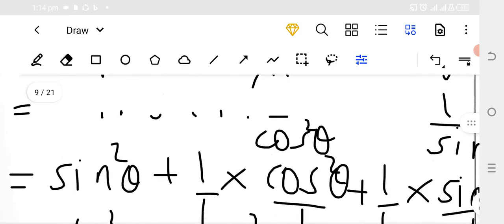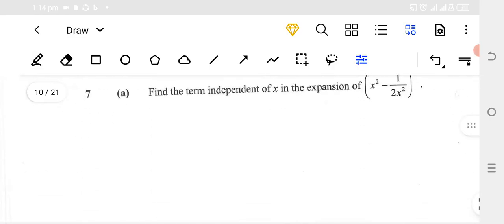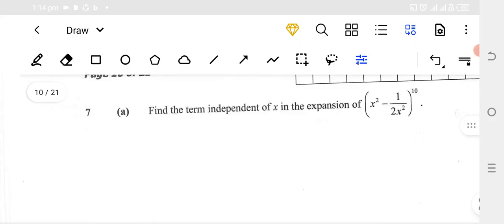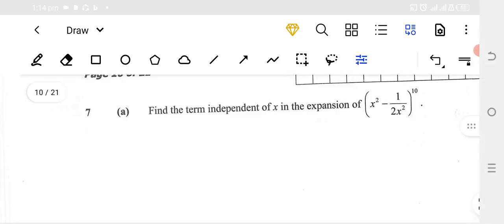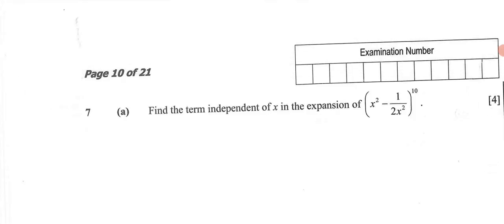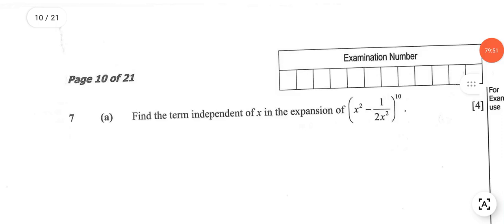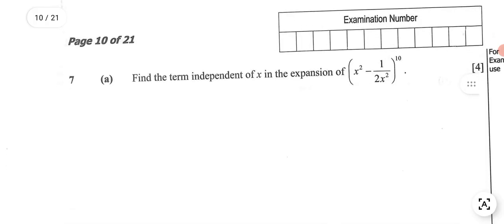We are done. We are now going to question 7, which reads: find the term independent of x in the expansion of x squared minus 1 over 2x squared raised to the power 10, and it's carrying 4 marks. So let's get on with the answering of this question. This is question 7.